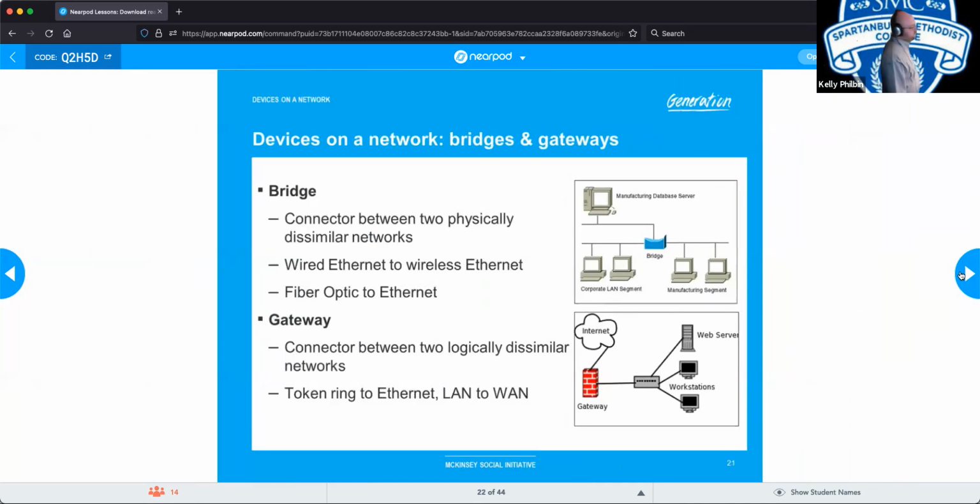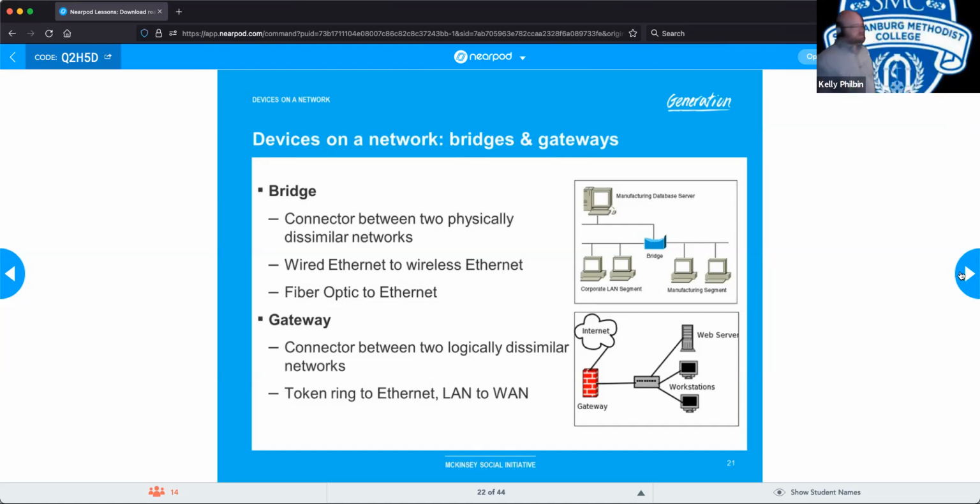All right. Bridges. It allows you to essentially connect two physically dissimilar networks together, like between a wired Ethernet and a wireless Ethernet, or changing from fiber optic to Ethernet. So it allows for a change of medium. Relatively simple devices in that sense.